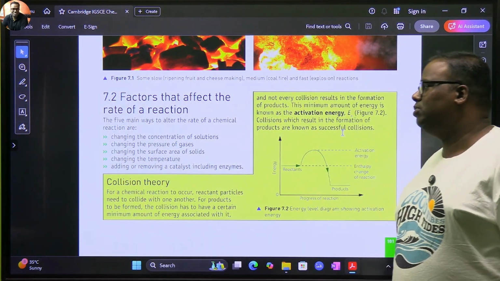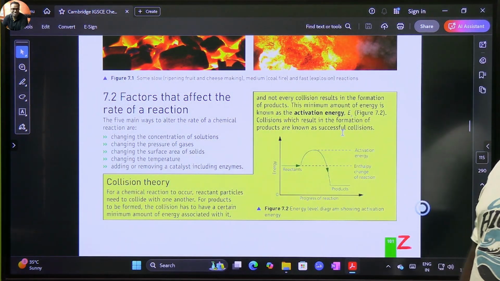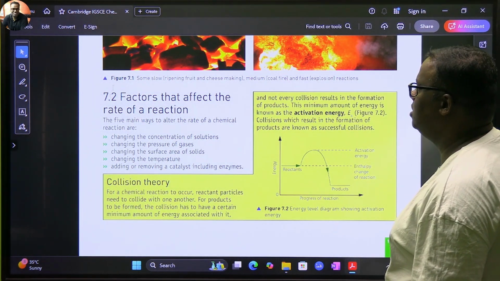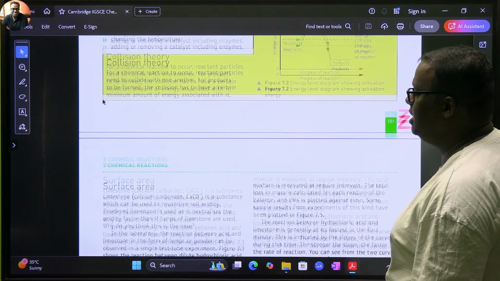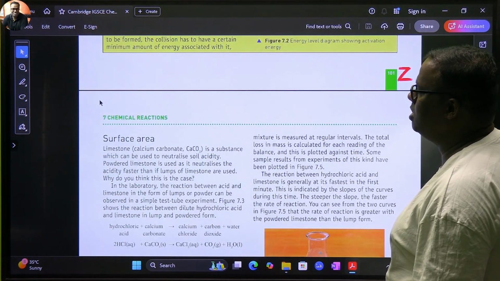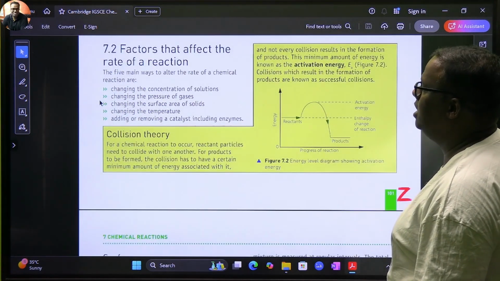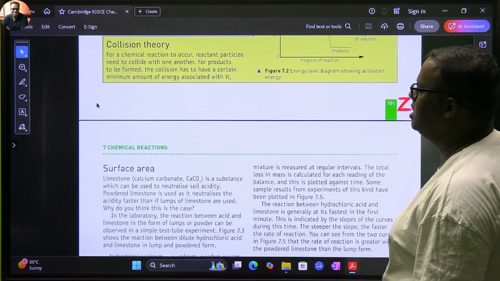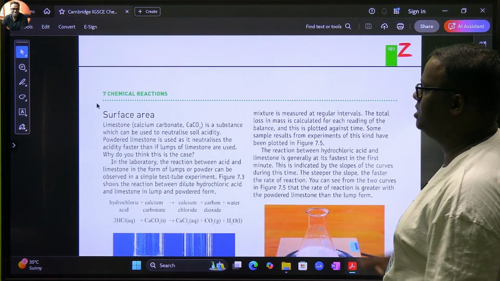So let's go to the first thing, which is known as concentration of solution. We're going to talk about concentration of solution, and this goes with collision theory, and then we need to read one more thing, which is known as the surface area factor. The surface area.